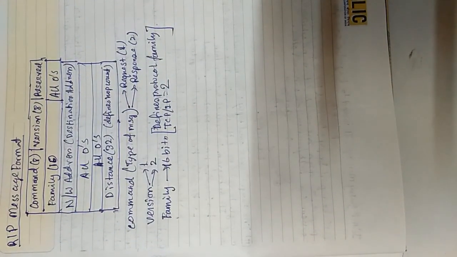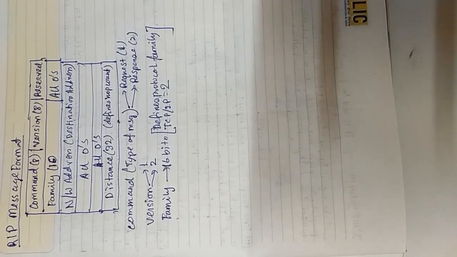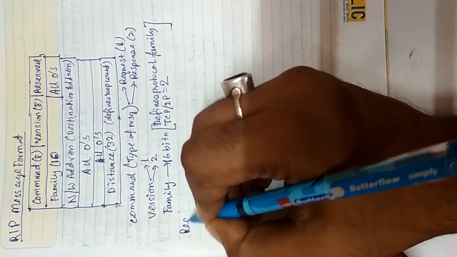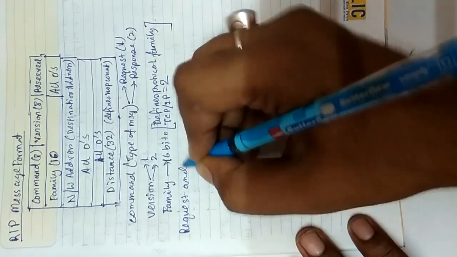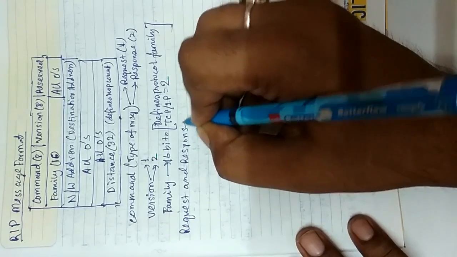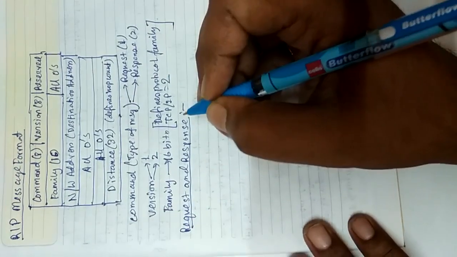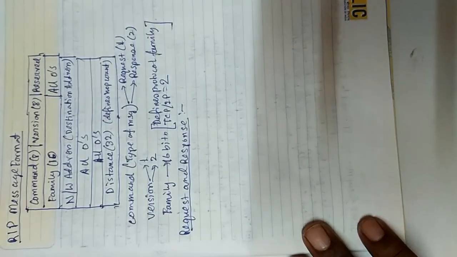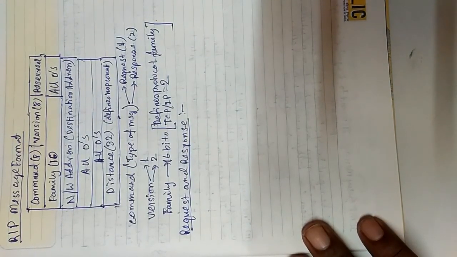Now next we will study the request and response. So what is the request? A request message is sent by a router that has just come up, or by a router that has some timed-out entries. It is divided into 2 parts: request for some and request for all. And a response message has 2 parts: solicited and unsolicited.